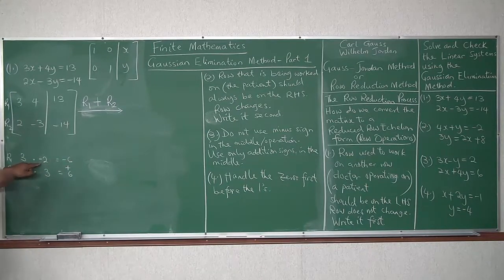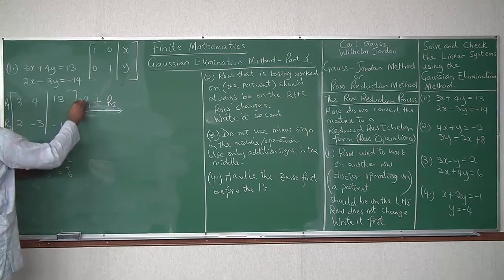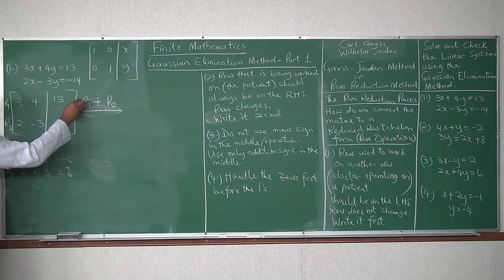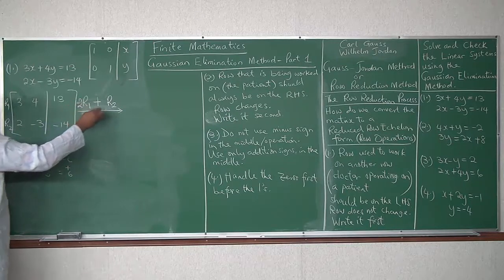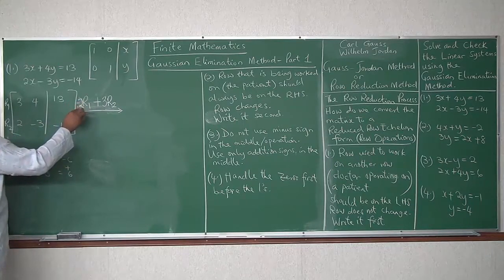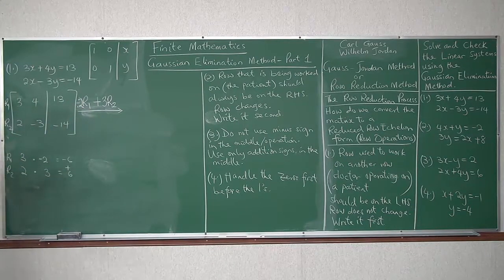So what we will do is we will do minus 2 times row 1 plus 3 times row 2. And whatever you write, check it first. Whatever you write, check it first before you continue.